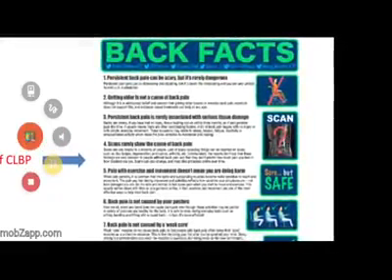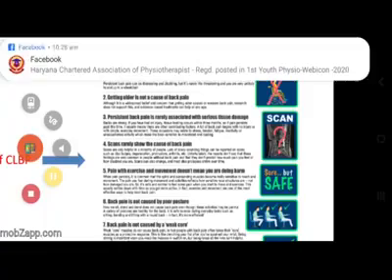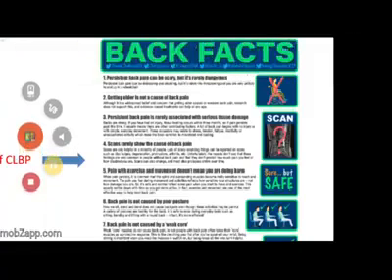Now, I'll go very quickly through this paper. Professor Sullivan tells that they did multiple studies, and then they made this paper. The first point in this paper is that persistent low back pain can be scary, but it is rarely dangerous.